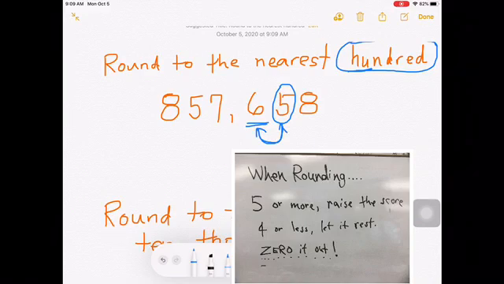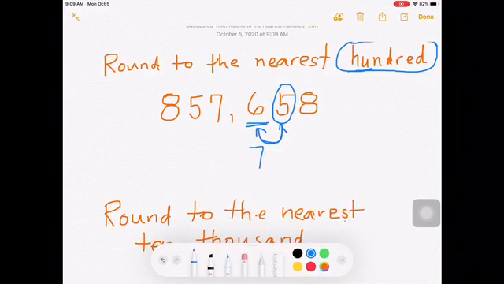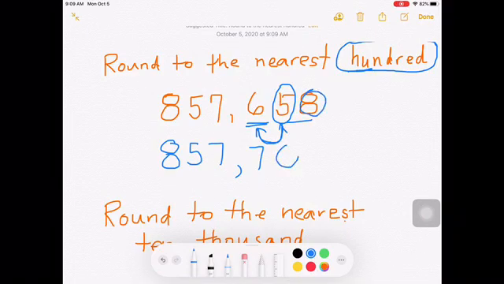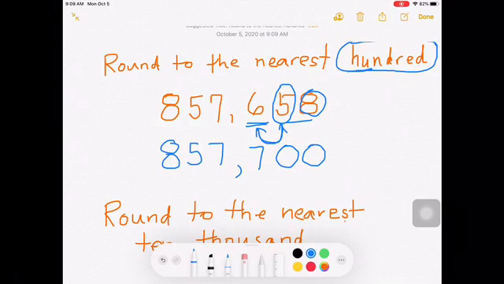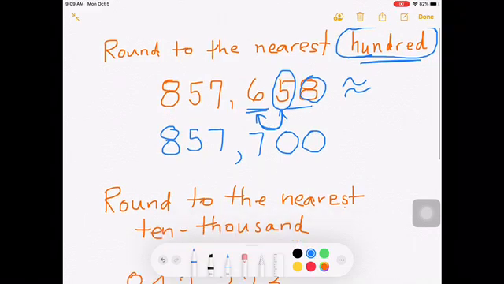So this 6 needs to be raised to a 7. As we have discussed, everything to the left of those places stays the same. And everything to the right of those places, we zero it out. Anything to the right is zeroed out. So, 857,658 rounded to the nearest hundred place is 857,700. Let's look at another example.